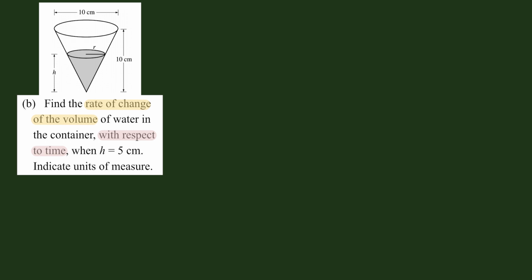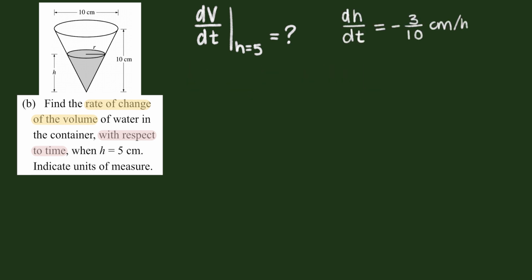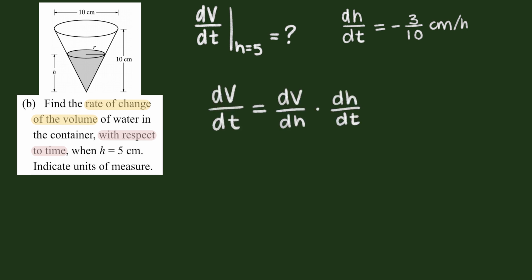Now we can write out what the question is asking for. What is dV over dt when h equals 5? Wow, would you look at that? The variables don't match up. It's time for the chain rule. Because we're already given dh over dt, we can rewrite dV over dt as dV over dh times dh over dt.